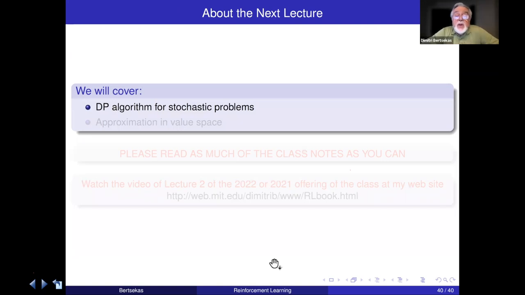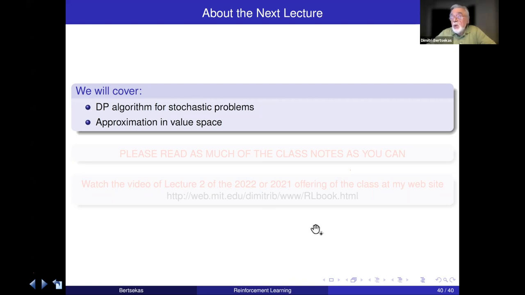Okay, our lectures are going to be same time, same place, same format. And what we're going to cover is dynamic programming for stochastic problems and the corresponding approximation in value space ideas. In this lecture, we did deterministic problems. We're going to go into stochastic problems.